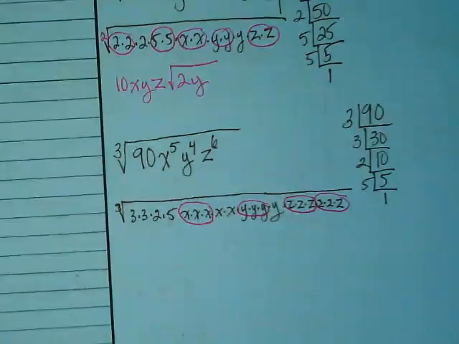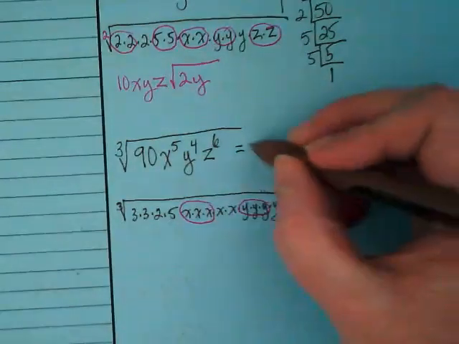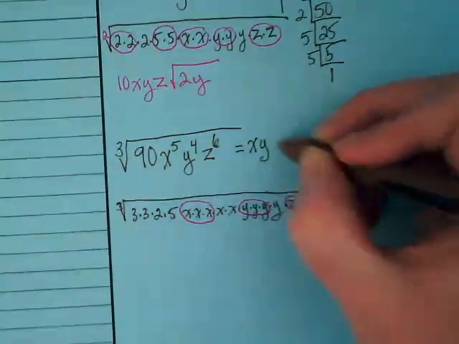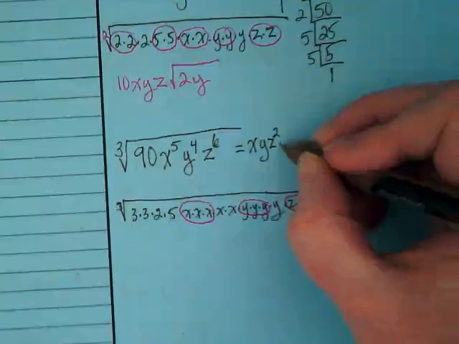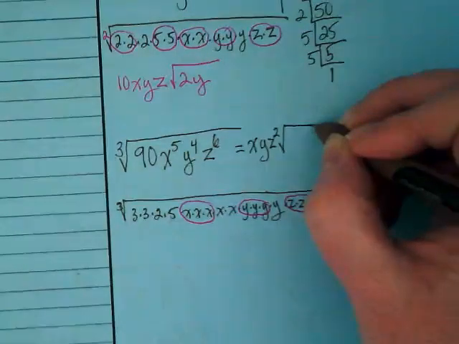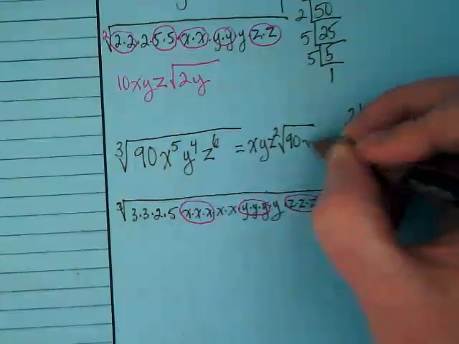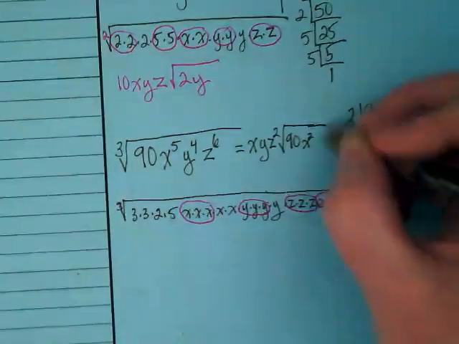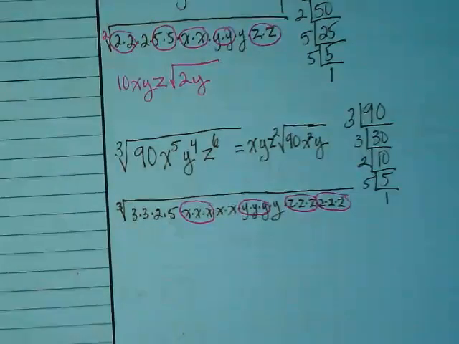2 groups of Z. So all that gets pulled out of this one is going to end up being parts of the variables, right? So this is going to equal X, Y, Z to the second power times 90 x squared y. That's a lot of words and numbers.